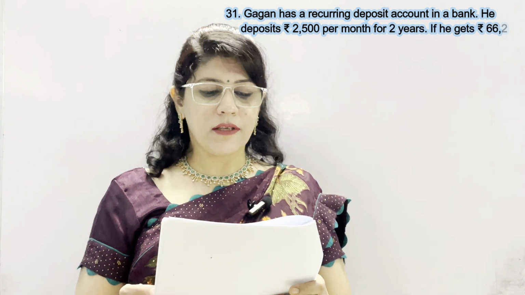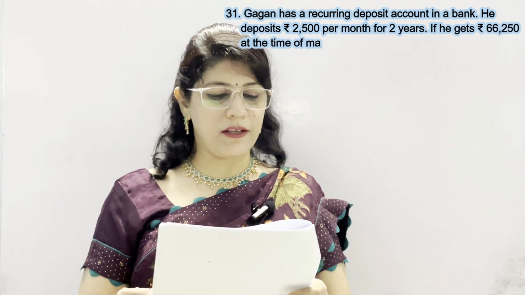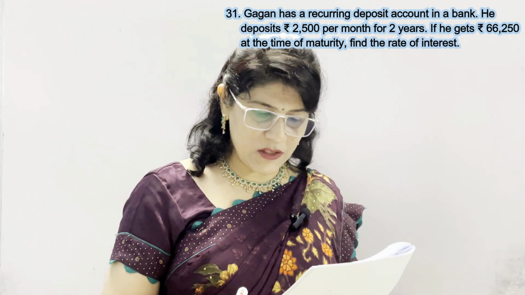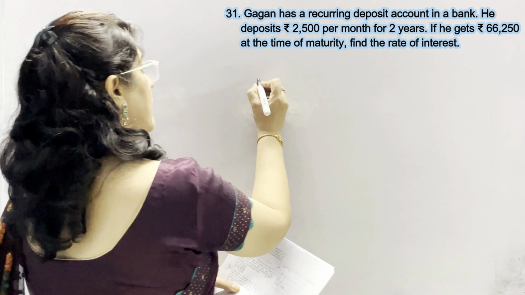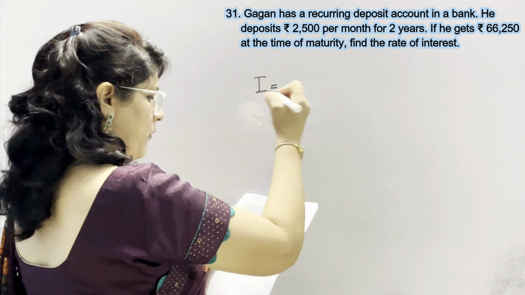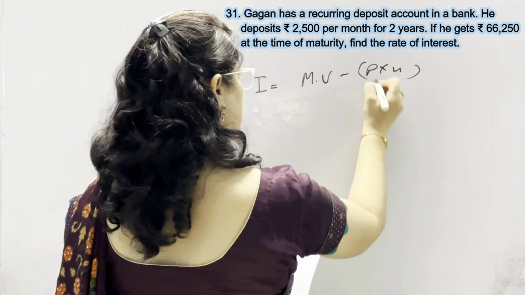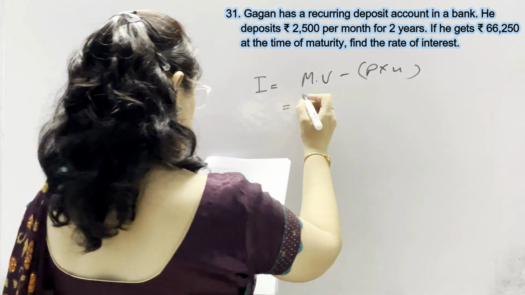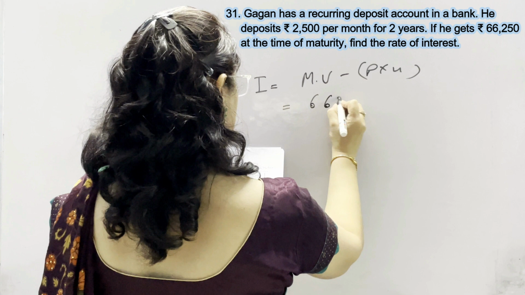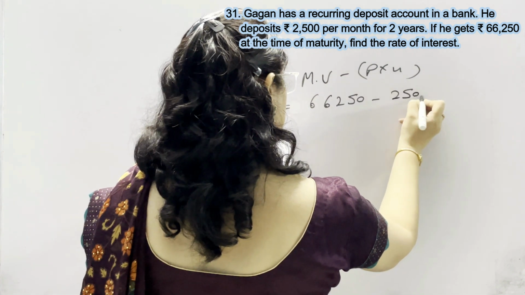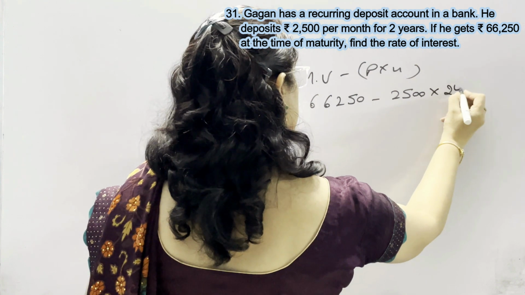If he gets 66,250 at the time of maturity, find the rate of interest. So first we need to calculate the value of interest. Value of interest is maturity value minus P into N. We have calculated in previous question also. So maturity value is this much minus P is 2500 and then time is 2 years.